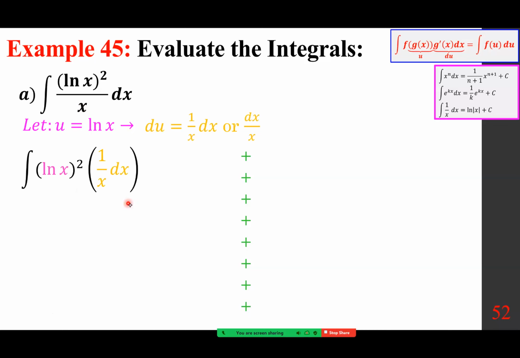So you rewrite it for that purpose, and it becomes clear that you're dealing with the integral of u squared du, which is a simple case of a power rule. So 1/3 u cubed plus a constant, and you replace the u, and you're done.